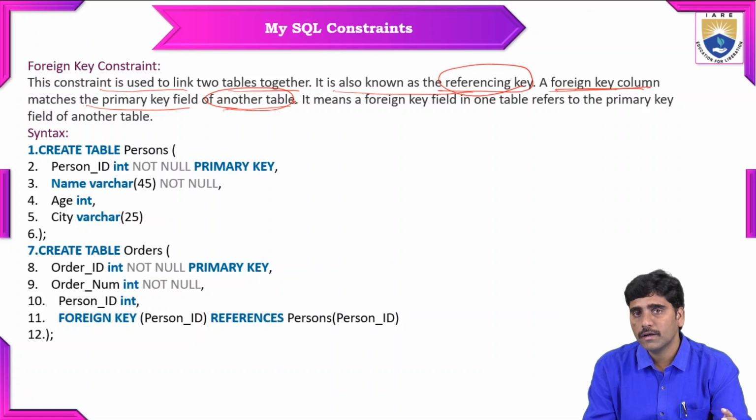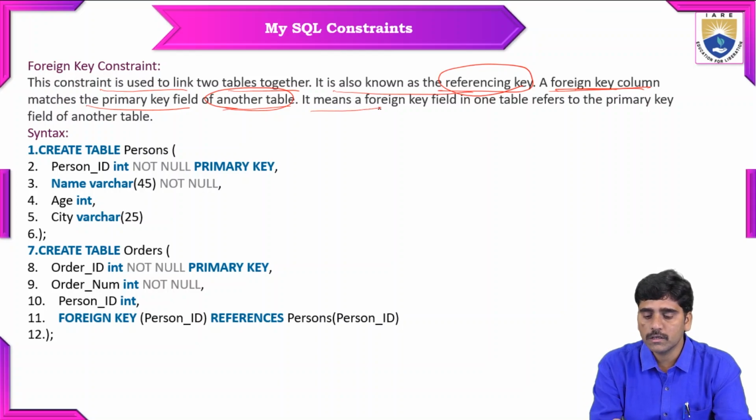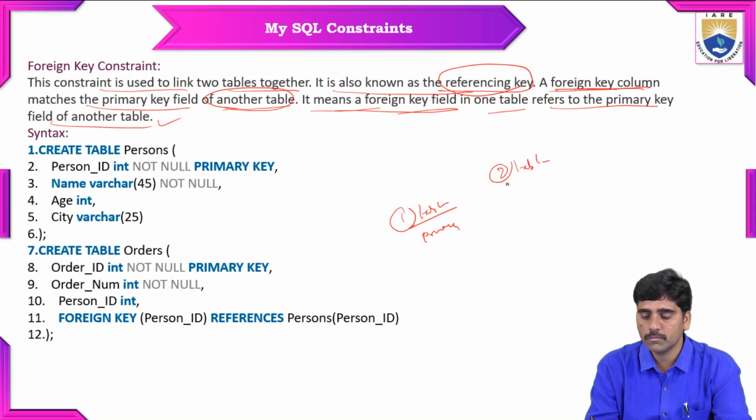So it relates between the two tables. One is the primary key table and the second one is the referencing key table. So a foreign key field in one table refers to the primary key field of another table. One table is referred with the primary key, and the second table is referred with the foreign key.